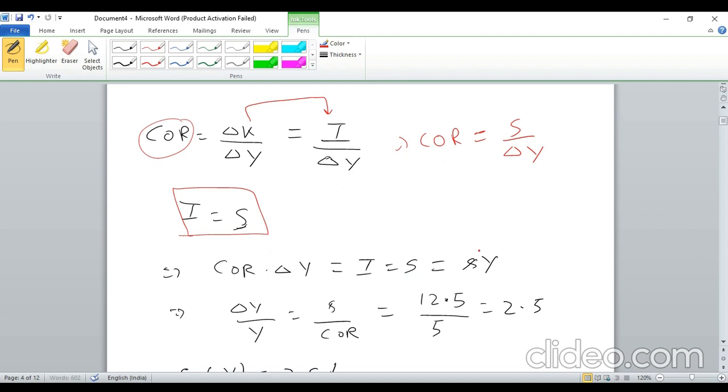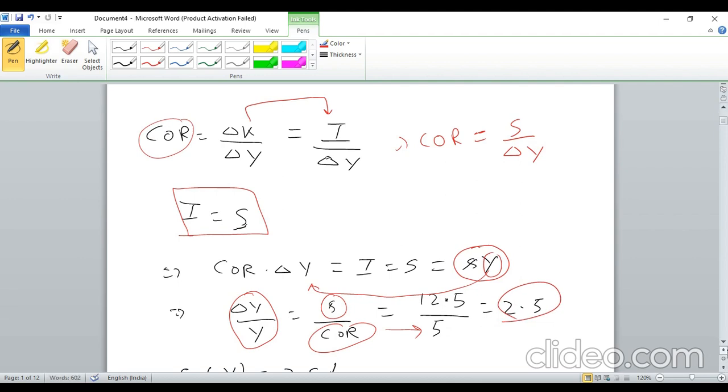And now further, the savings we can write as small s into Y, right? Now let us take this Y down here below this. So delta Y by Y will be equal to s by COR. Now this was what we were asked to find, and s was given as 12.5, COR was given as 5. So 12.5 by 5, that will be equal to 2.5. So the answer should be 2.5.